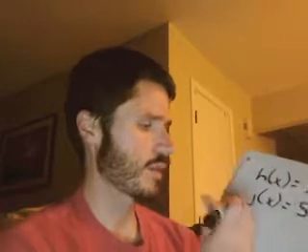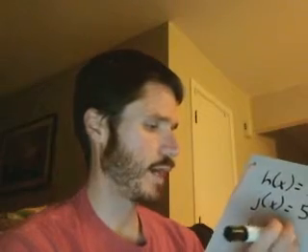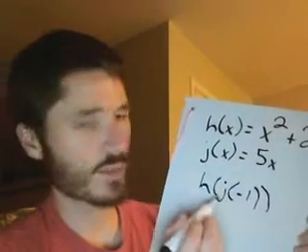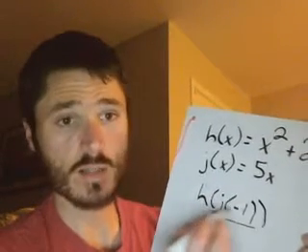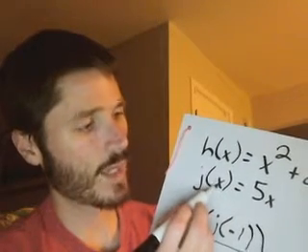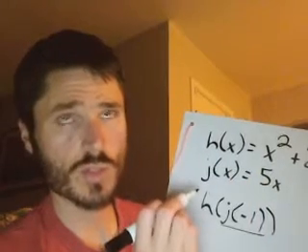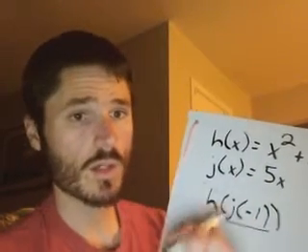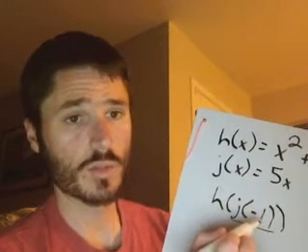Okay, so there's different ways to do this. The first thing I would consider is h of j of -1. I would consider, what is j of -1, like in terms of a numerical solution. Let's start with the inside, okay? Well, what that is if I plug in a -1 for x in the j of x equation, I get 5 times -1, which is what? -5, okay? So we know that this, j of -1, is equal to -5.